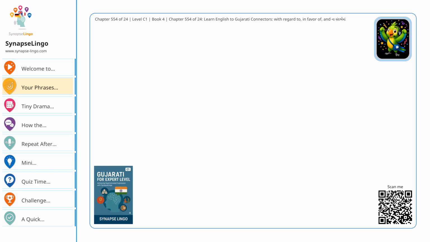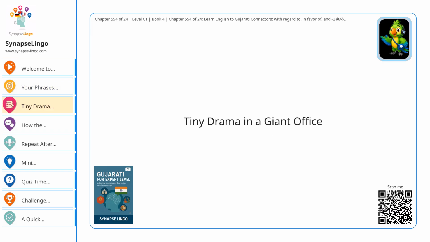On the basis of, equals ના આધારે. At the expense of, equals ના ખર્ચે. In favor of, equals ના પક્ષમાં. In the course of, equals દરમિયાન. Tiny drama in a giant office. Now you will hear the phrases inside a short story.